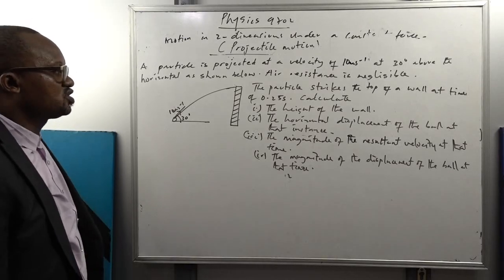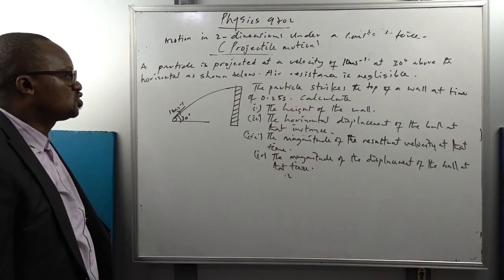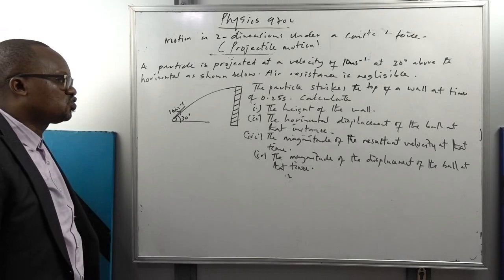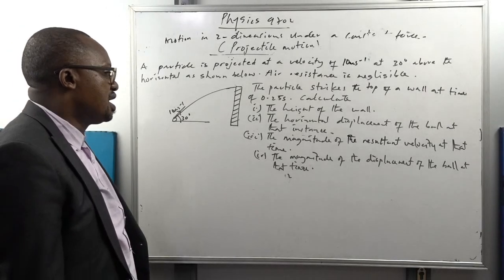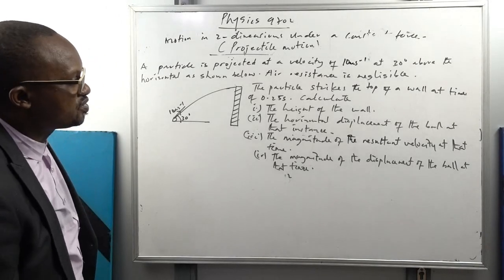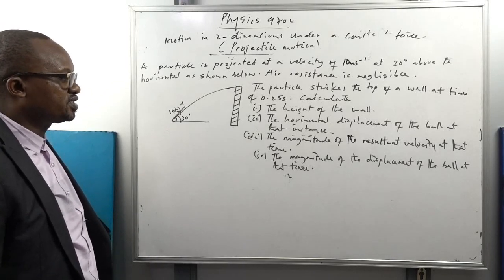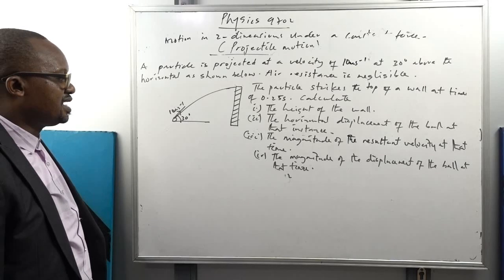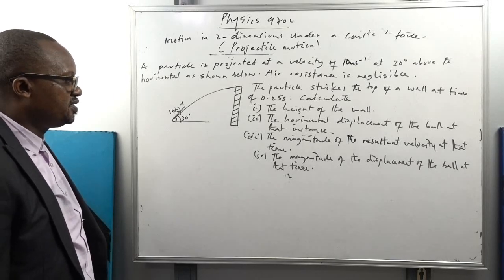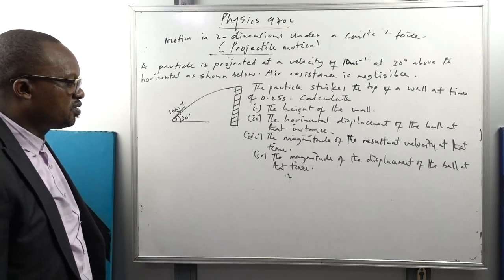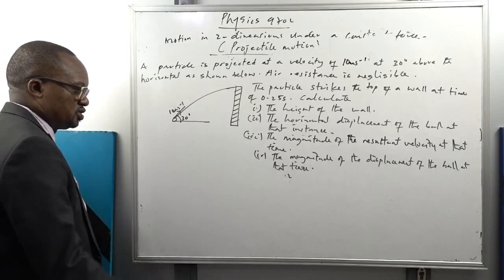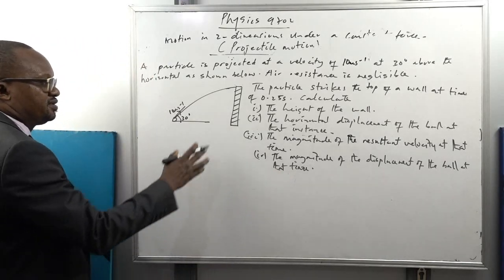The particle strikes the top of a wall at the time of 0.25 seconds. Calculate (i) the height of the wall, (ii) the horizontal displacement of the ball at that instant, (iii) the magnitude of the horizontal velocity of the ball at that time, then (iv) the magnitude of the displacement of the ball at that time. So let's take the first question now.